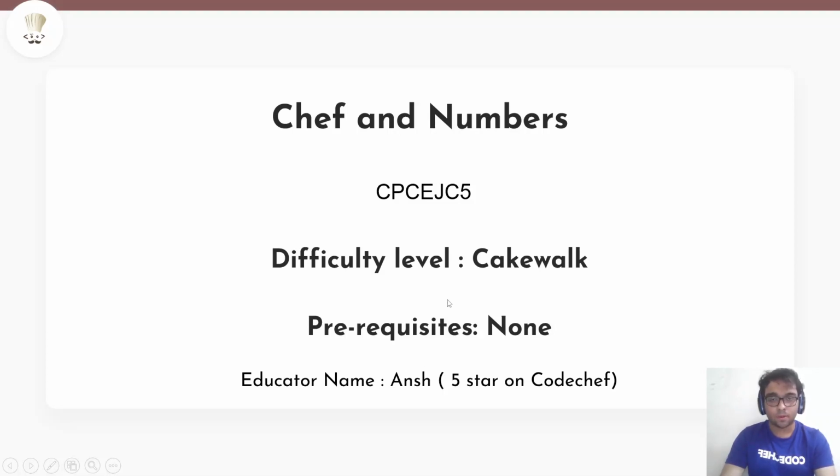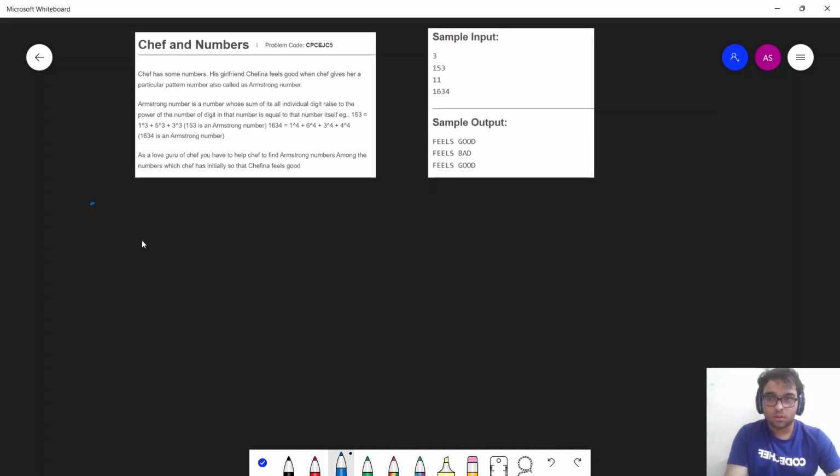Now let's move on to the problem statement. Let's try to understand it. Let me summarize the entire problem statement for you. Firstly, what is an Armstrong number? The question has told us an Armstrong number can be defined as follows.